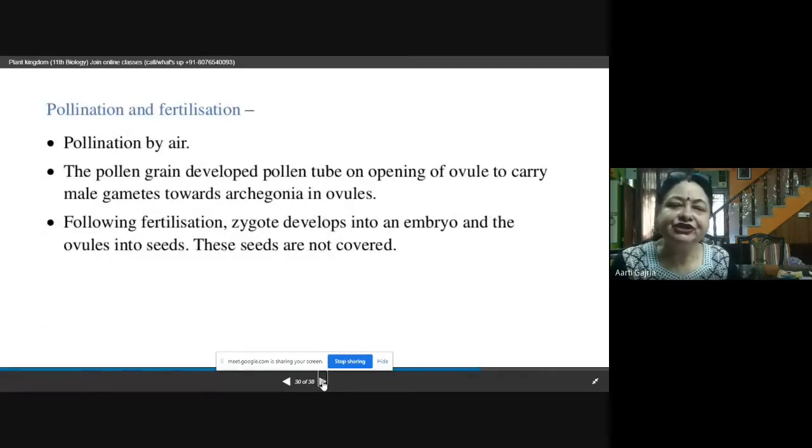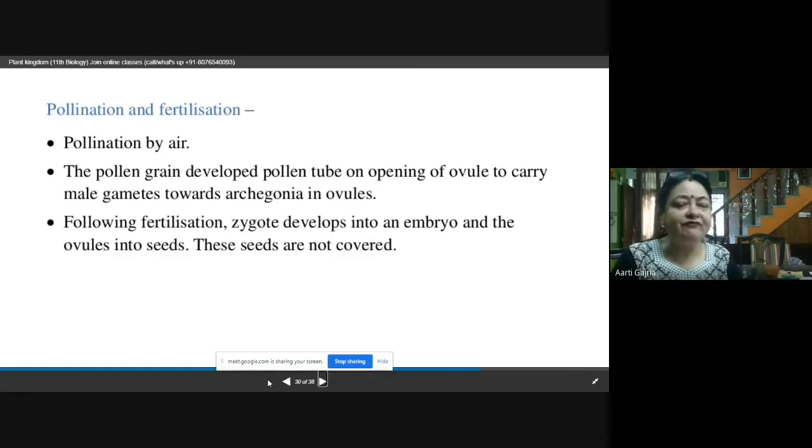Now, pollination is by air. The pollen grain will reach the female sporangium, that is the female cone, archegonium, and the pollen grain develops a pollen tube on opening of the ovule to carry the male gametes. So when the pollen grain germinates, it will form a pollen tube, and this pollen tube will carry the male gametes into the archegonia. So where are the archegonia? Archegonia are present in ovules.